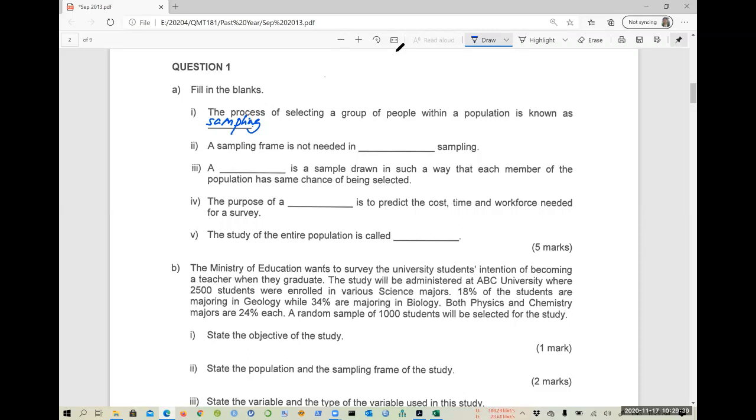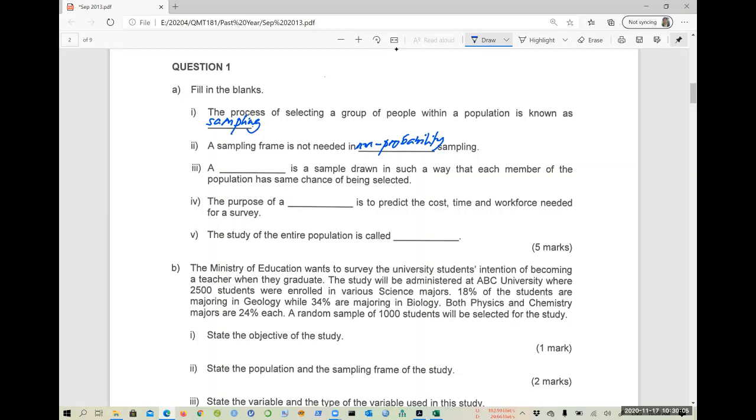Okay, remember, even though in cluster sampling you don't have the list of all of the elements, you have the list of the clusters. So that is the sampling frame for cluster sampling. So the only thing that you don't need a sampling frame for will be the non-probability sampling. So in this case, this will be non-probability sampling. Okay, a non-probability sampling does not require any sampling frame.